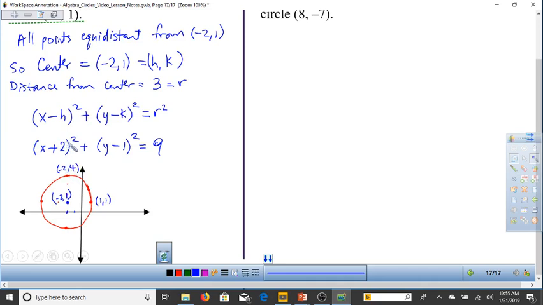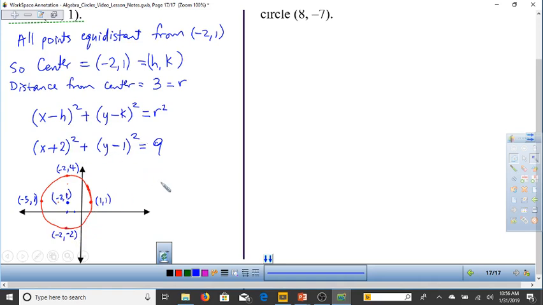If I go to the left, my x coordinate is going to change to negative 5, and my y coordinate will remain as 1. And if I go down here, my x coordinate is going to remain at negative 2. My y coordinate is going to become negative 2. And you can plot those and see that those are points on the circle.